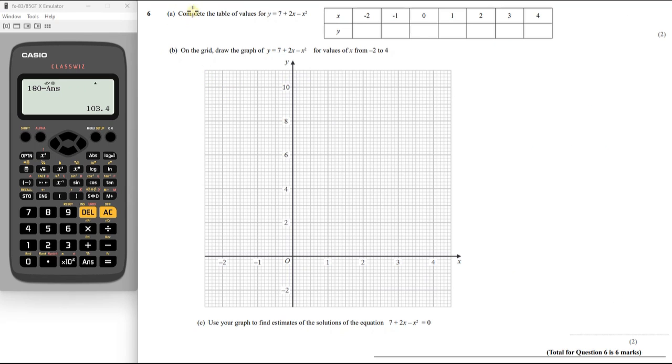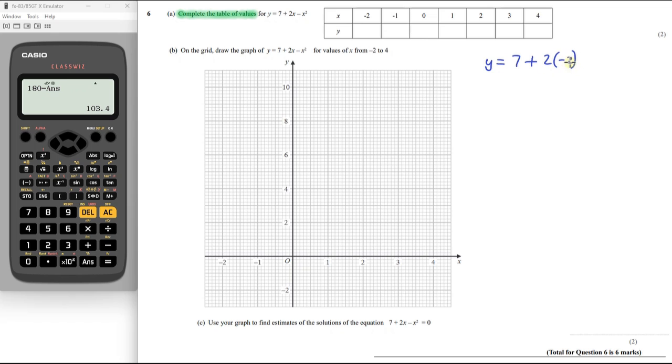Question number 6, part A. Complete the table of values for y equals 7 plus 2x minus x squared. Okay, so I'm going to write out the equation again. So we've got y is equal to 7 plus 2 times x. I'm going to start off where x equals -2.